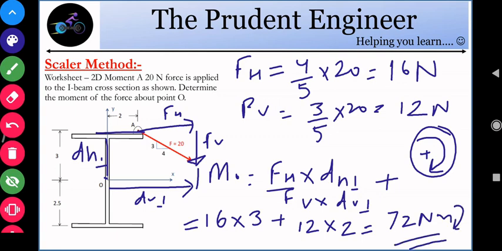So if you see, both the results using the scalar method and the vector method are the same. I hope you all get clarity about this.